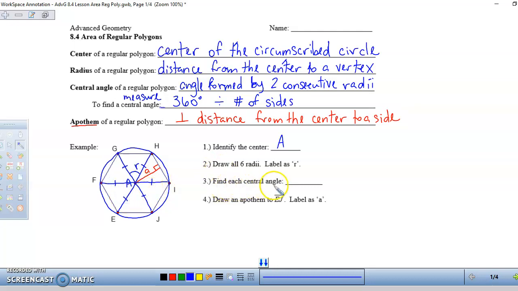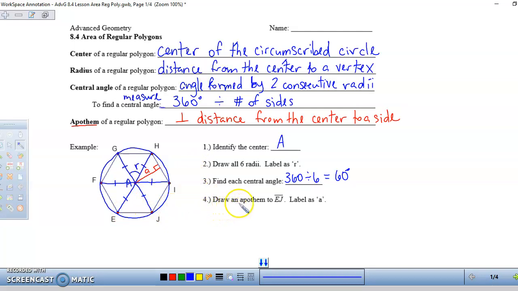Okay, find each central angle. Since this is a regular hexagon, you would divide by 6. So each of those would be 60 degrees. The interesting part about a regular hexagon, since the central angle is 60 and it's isosceles, is that the isosceles triangles here are actually equilateral, and that's only for a hexagon. But that's just an interesting fact that'll come in handy later.